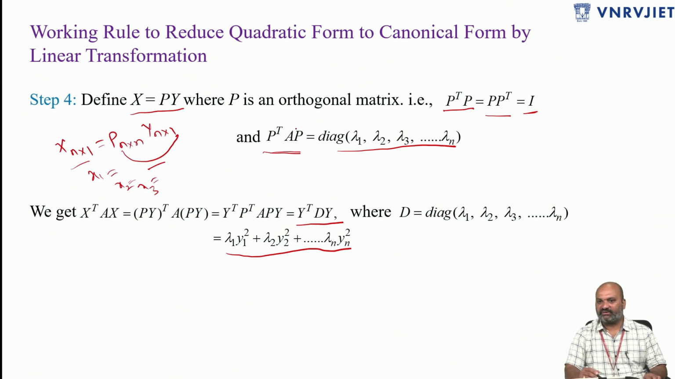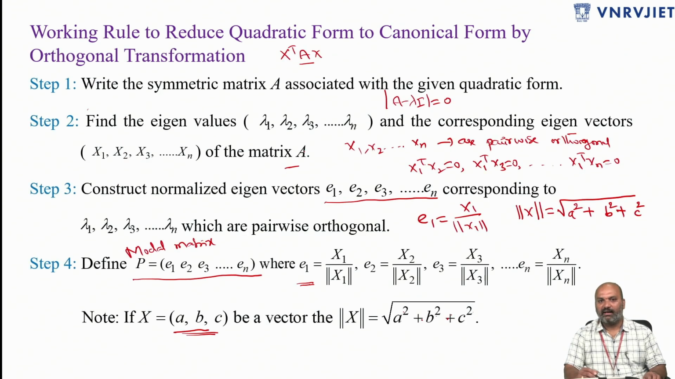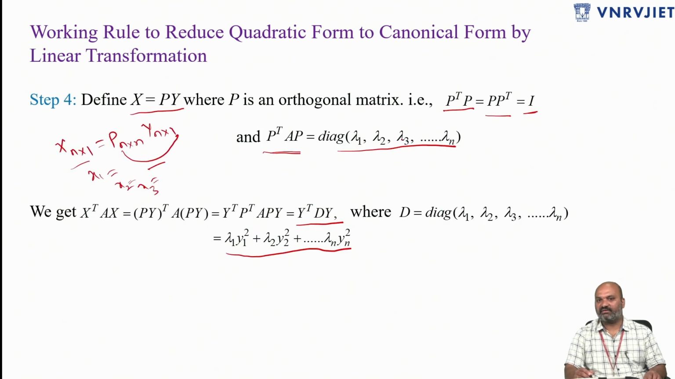And if you multiply P transpose A P, where A is the given matrix of the quadratic form and P is the modal matrix, if you multiply these three matrices, you get only a diagonal matrix, and the diagonal elements are lambda 1, lambda 2, lambda 3, and so on, lambda n. What are lambda 1, lambda 2, lambda 3, and so on, lambda n? They are the eigenvalues of the matrix A. The diagonal matrix so obtained has diagonal elements that are the eigenvalues of the matrix A only.